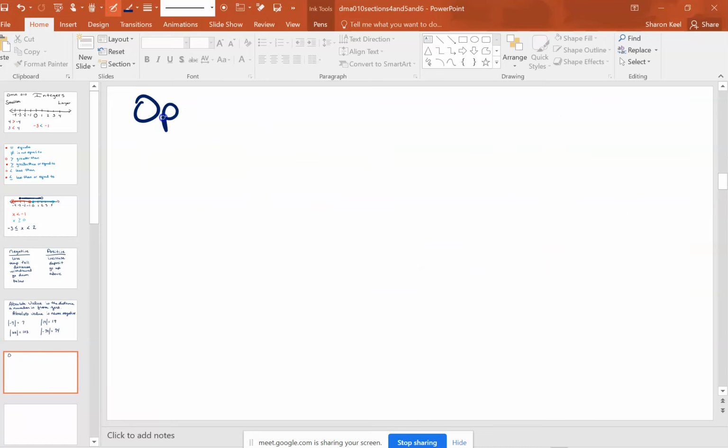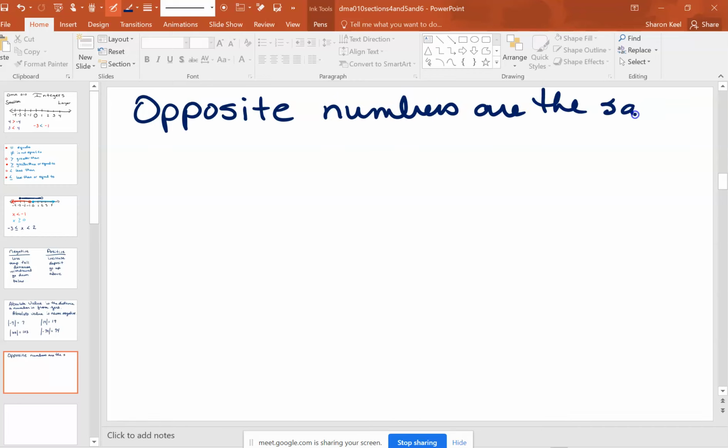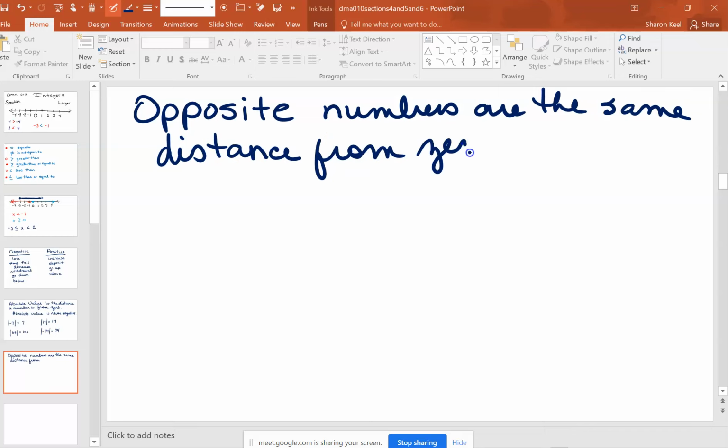Another term is the word opposite. Opposite numbers are the same distance from zero. One is positive, the other is negative.